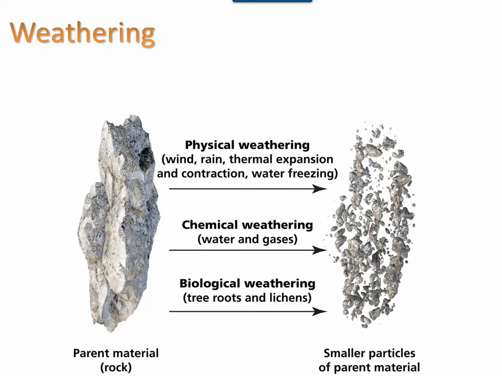And it occurs by physical weathering, chemical weathering, and biological weathering. With physical weathering, this is where force comes into play. So wind, rain, these are all factors that can actually exert a force to break up the rock. Thermal expansion and contraction is a big one. As that rock heats up, it's going to expand a little bit. As it gets cold, it's going to contract, and that over time can loosen up the rock.